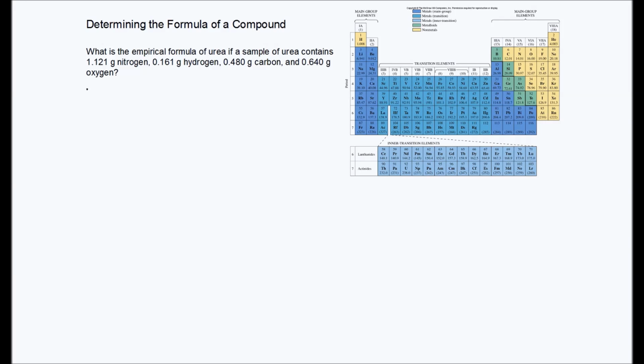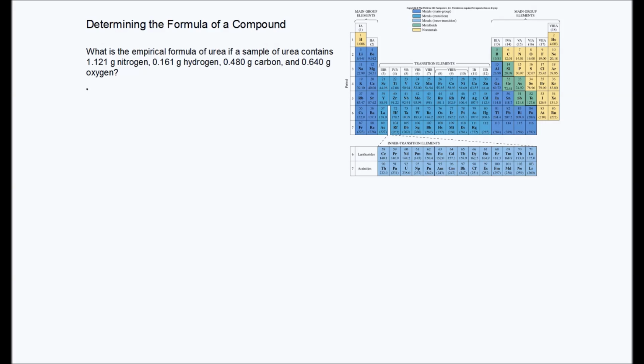So, our first problem. What is the empirical formula of urea if a sample of urea contains 1.12 grams of nitrogen, 0.161 grams of hydrogen, 0.480 grams of carbon, and 0.640 grams of oxygen? To set up these calculations, what we're given is grams of each element. So the first thing we should do when we have grams of an element is convert from grams into moles of that element.